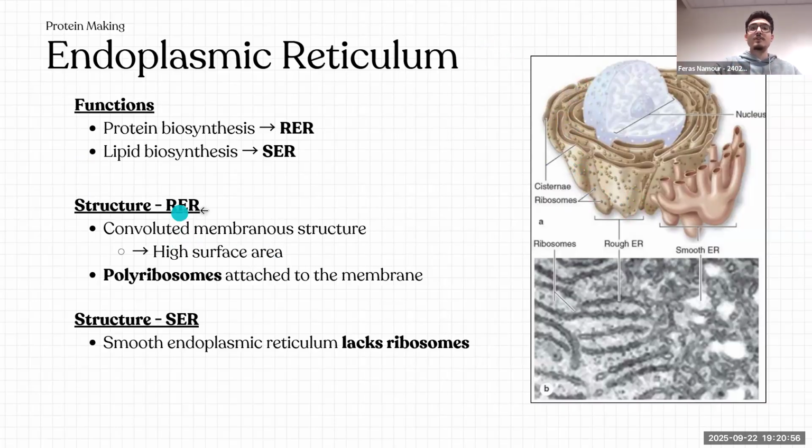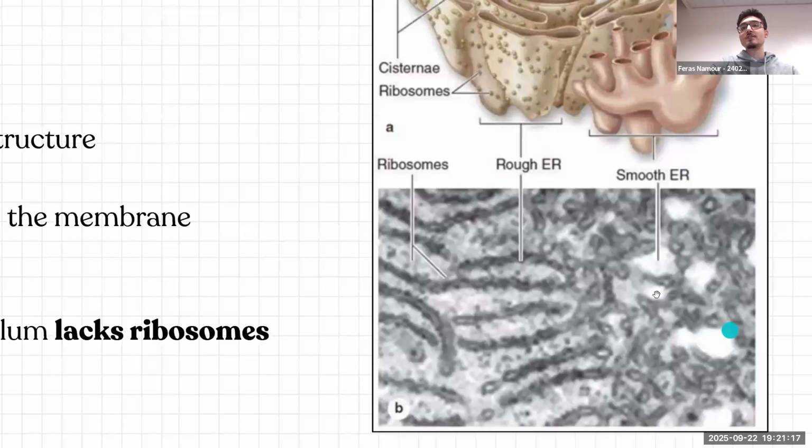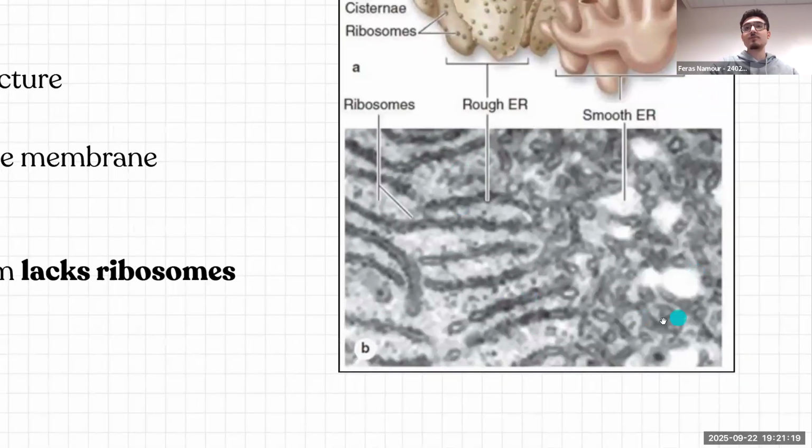So my rough endoplasmic reticulum is a convoluted membranous structure, and we have polyribosomes attached to the membrane, and it carries out protein synthesis. Meanwhile, my smooth endoplasmic reticulum doesn't have these ribosomes. It's lacking this extra roughness, so we call it smooth, and it carries out my lipid biosynthesis. And this is how it looks under an electron microscope.